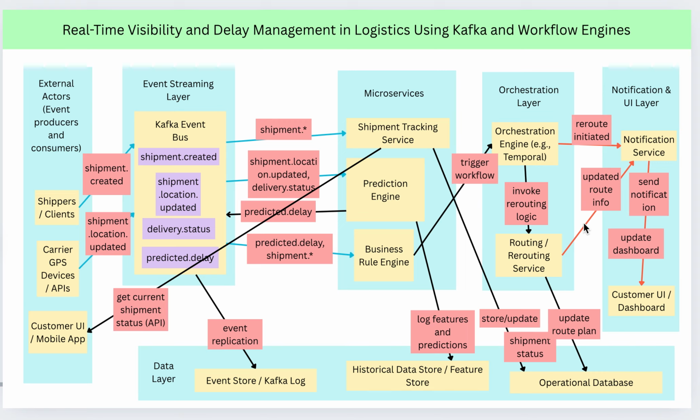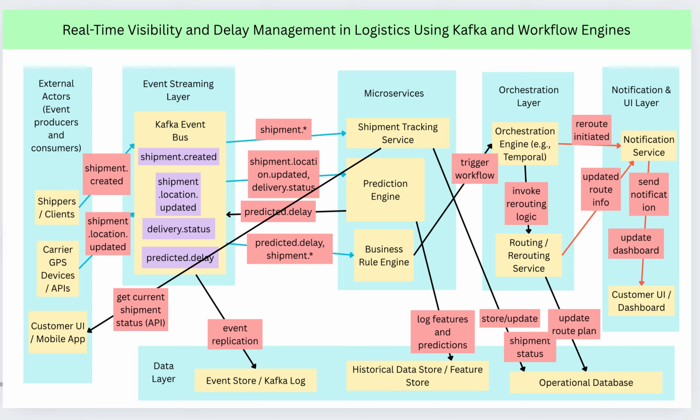And from services to DB. And we can see notifications represented by orange arrows. Here we can see orchestration, route, notification, and customer UI. Every arrow in this architecture represents a real-time decision, a system call, or a user-facing insight.